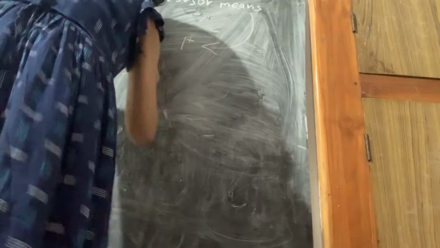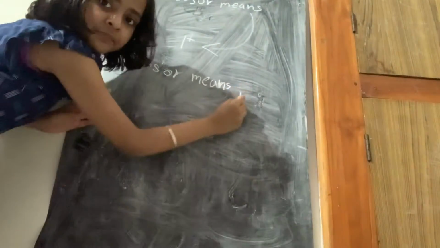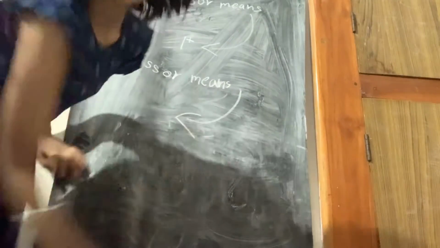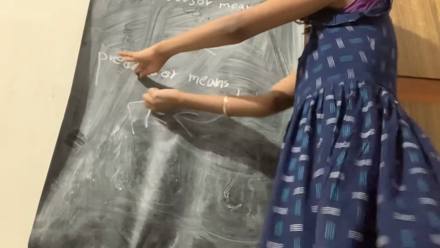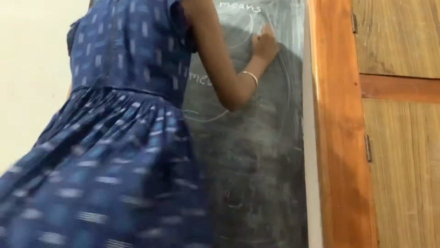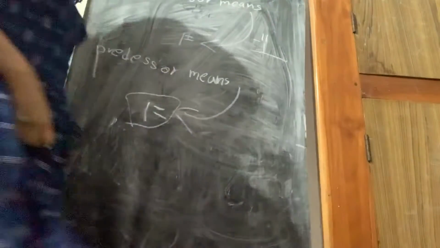So predecessor means you have to subtract one. Everyone knows addition and subtraction, right? So you have to subtract one. For example, 11. So 11 minus 1 is 10.